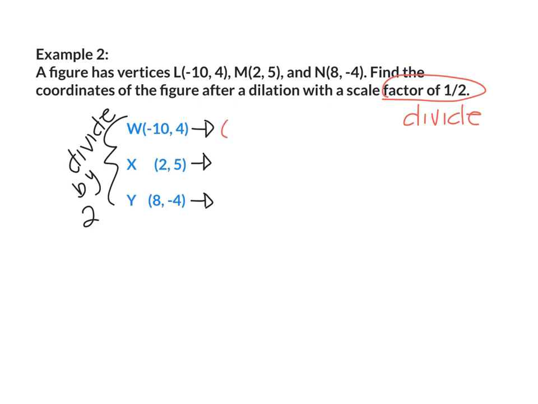So -10 divided by 2 gives me -5. 4 divided by 2 gives me 2. Those are my new coordinates for L. Now for M, 2 divided by 2 gives me 1, and 5 divided by 2 gives me 2.5. Those are the new coordinates for M. Now for N, 8 divided by 2 gives me 4, and -4 divided by 2 gives me -2. Those are the new coordinates for N. So these are my new coordinates after the dilation.